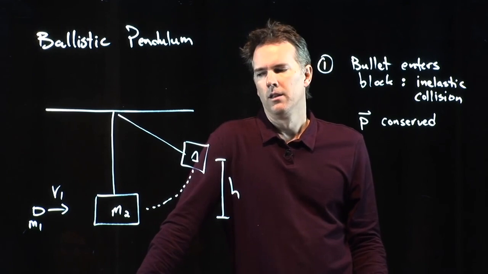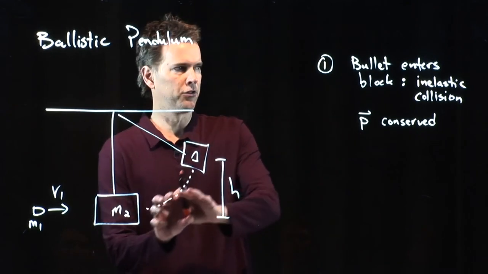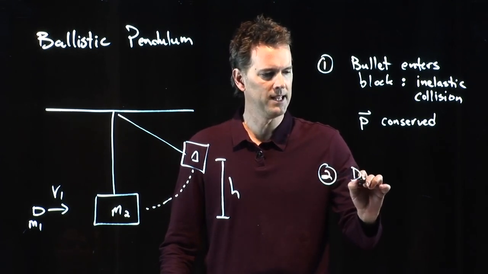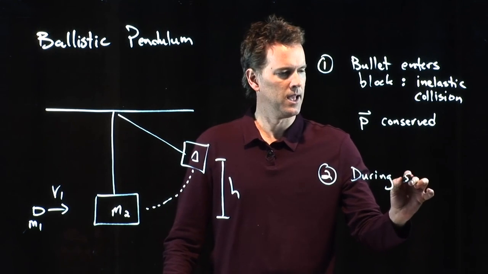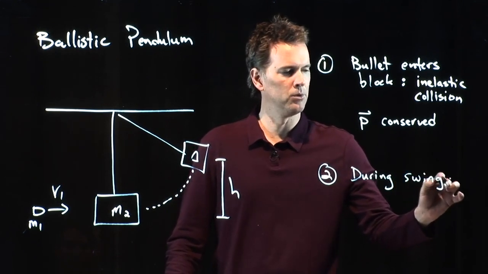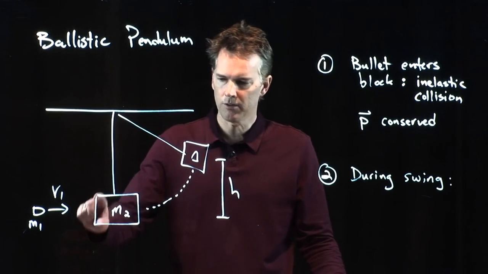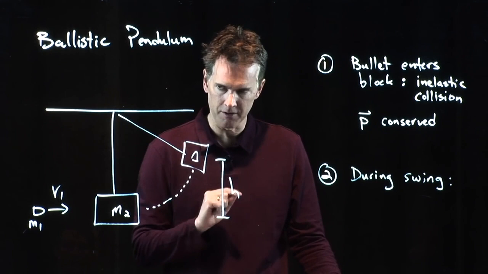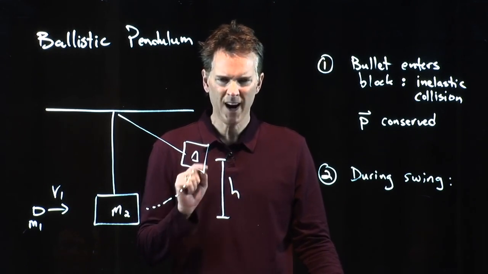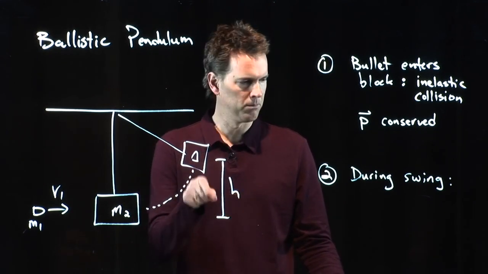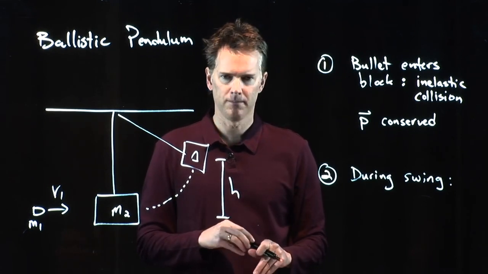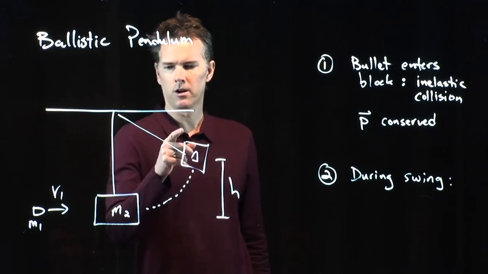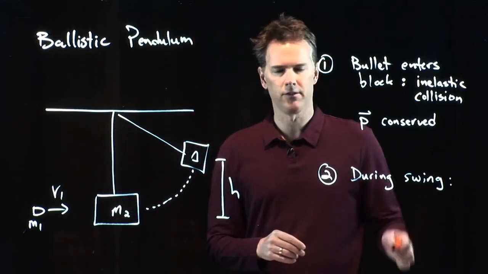Okay. The second part is during the swing. Okay, the bullet is now in the block, and it's going to swing up to some height. Now, when it swings up to some height, we are no longer conserving momentum in that system. Okay? Why are we no longer conserving momentum? Brent, grab the mic. Brent, why are we no longer conserving momentum during that swing?